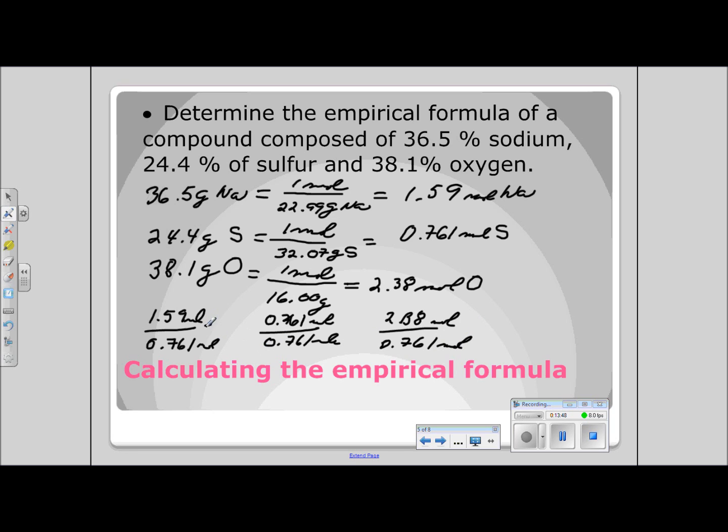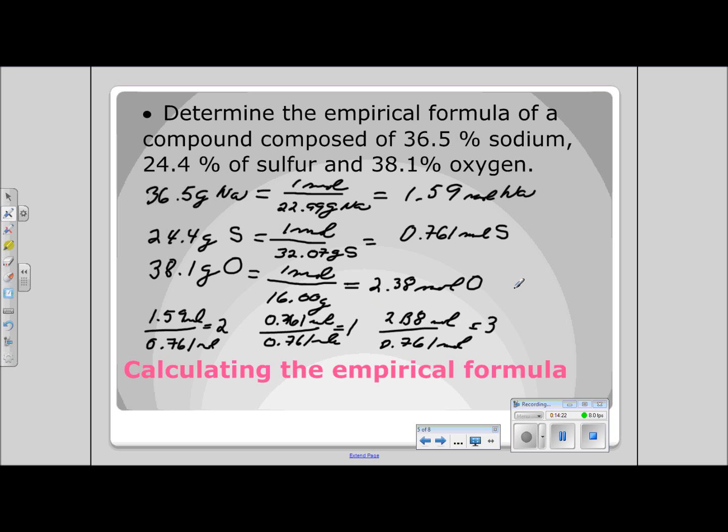My ratio here, rounded off to the nearest whole number, is 2. It actually comes out to 2.09, which is very close to the whole number 2. This comes out to exactly 1, and this comes out to 3.17, which rounds off to 3. Now, if it came out to 3.5, what we would have to do is multiply everything by a number that would give us a whole number. In that case, it would be 2. But in this case, we have a 2:1:3 ratio.